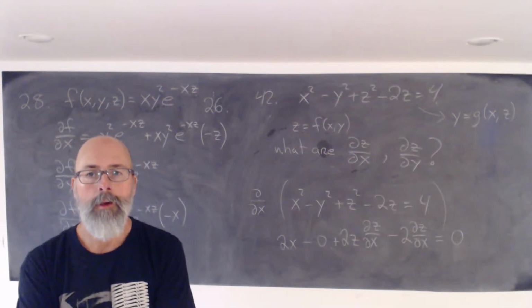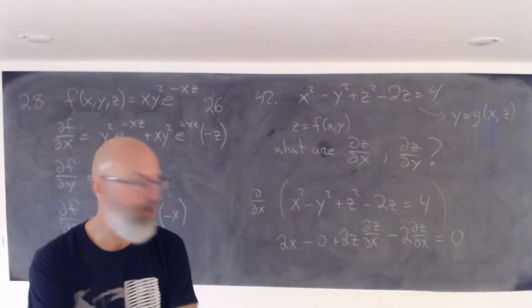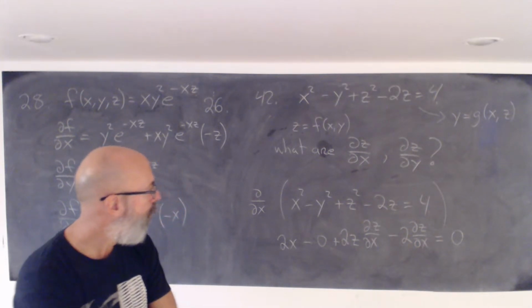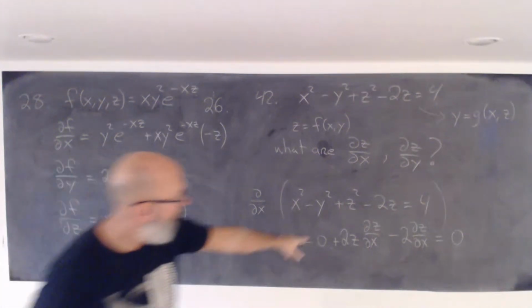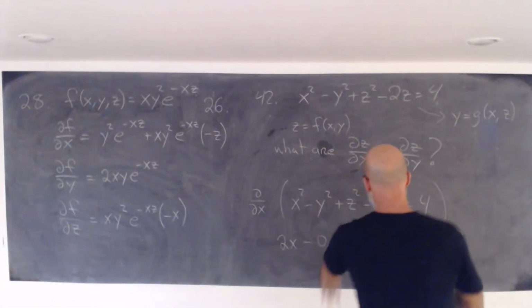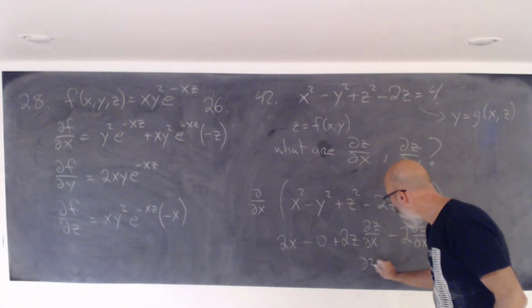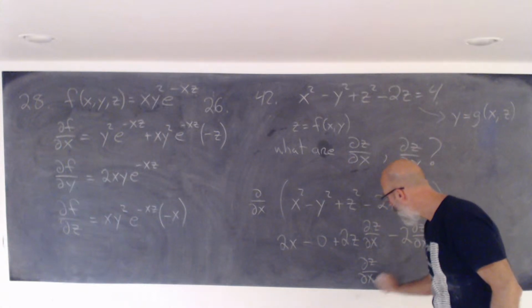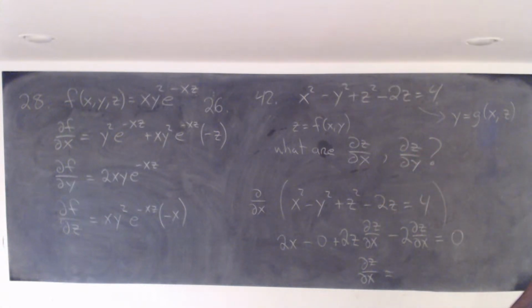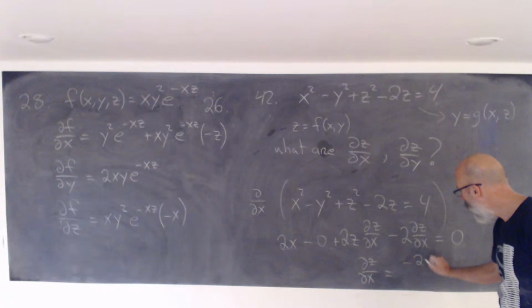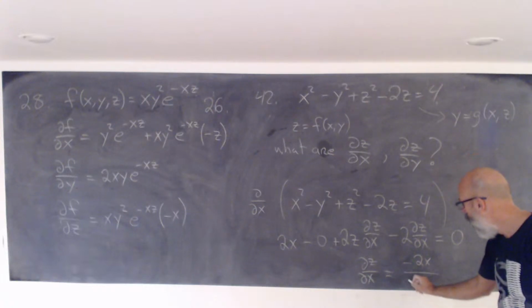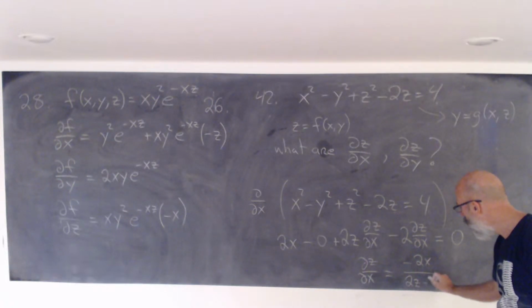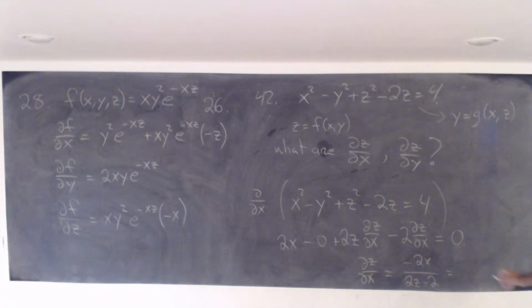Ahmad, there's no need to introduce matrices here, it's immediately clear. You can solve for dz dx. You can probably do that in your head. And you get minus 2x over 2z minus 2, or x over 1 minus z.